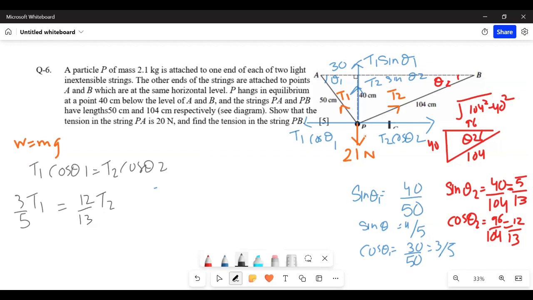And the second equation is going to be T1 sine theta 1 plus T2 sine theta 2 equals 21. So sine theta 1 is 4 by 5, 4 by 5 T1 plus sine theta 2 is 5 by 13, 5 by 13 T2 equals 21. Now you're going to simultaneously solve these two equations and get the value of T1, which should come out to be 20 newtons, and then find the value of T2.